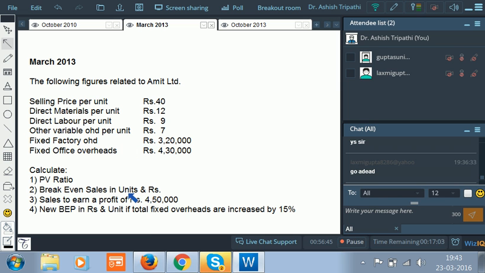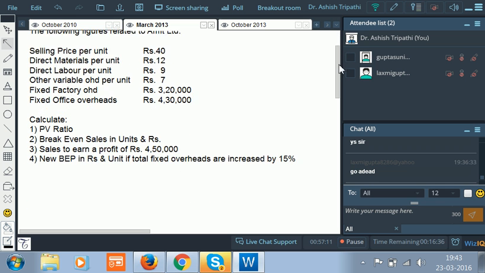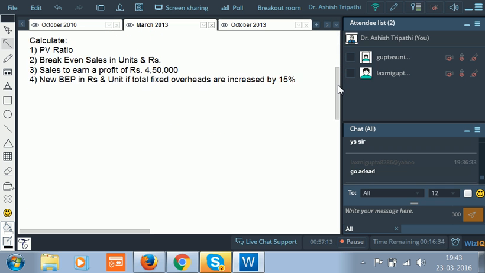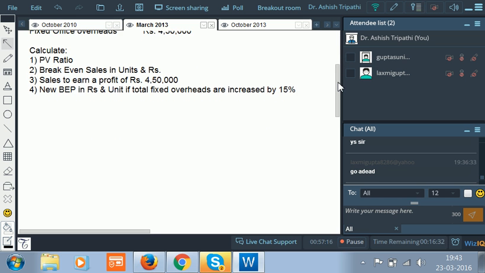Now here if you see, Sunil, they are asking you to calculate break-even sales in unit as well as in rupees. So then we will have to calculate in both. Third, sales to earn a profit of rupees 4,50,000. And fourth, new break-even point in rupees and unit if total fixed overheads are increased by 15%. So let us try to solve this question.